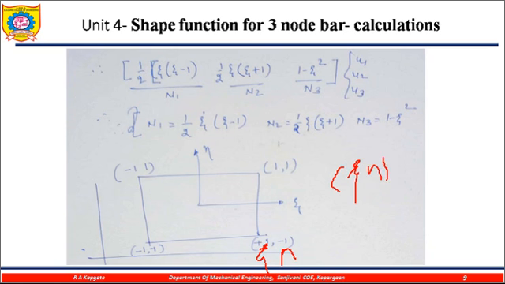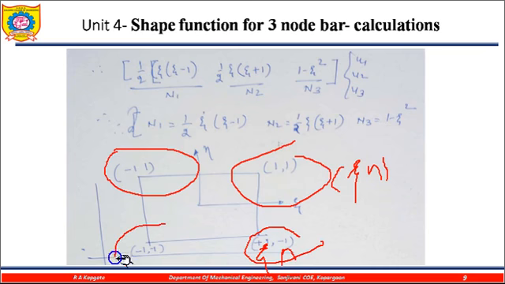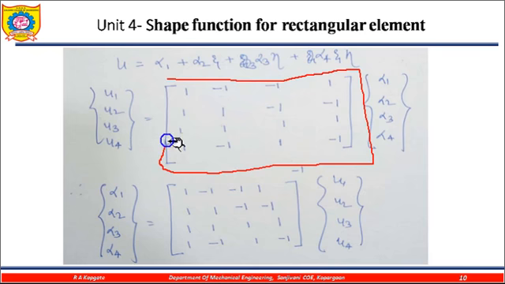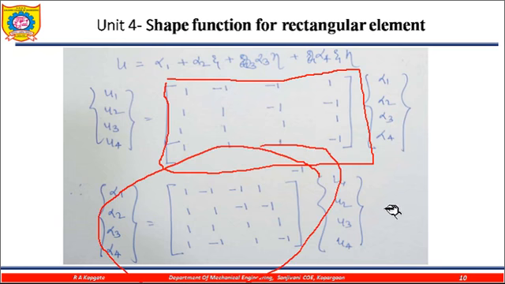So according to these values, I need to put the values here and develop the matrix. I am developing the matrix this way, multiplied by the alpha 1, alpha 2, alpha 3 matrix. Then find the inverse of this. To find the inverse, use the cofactor method.